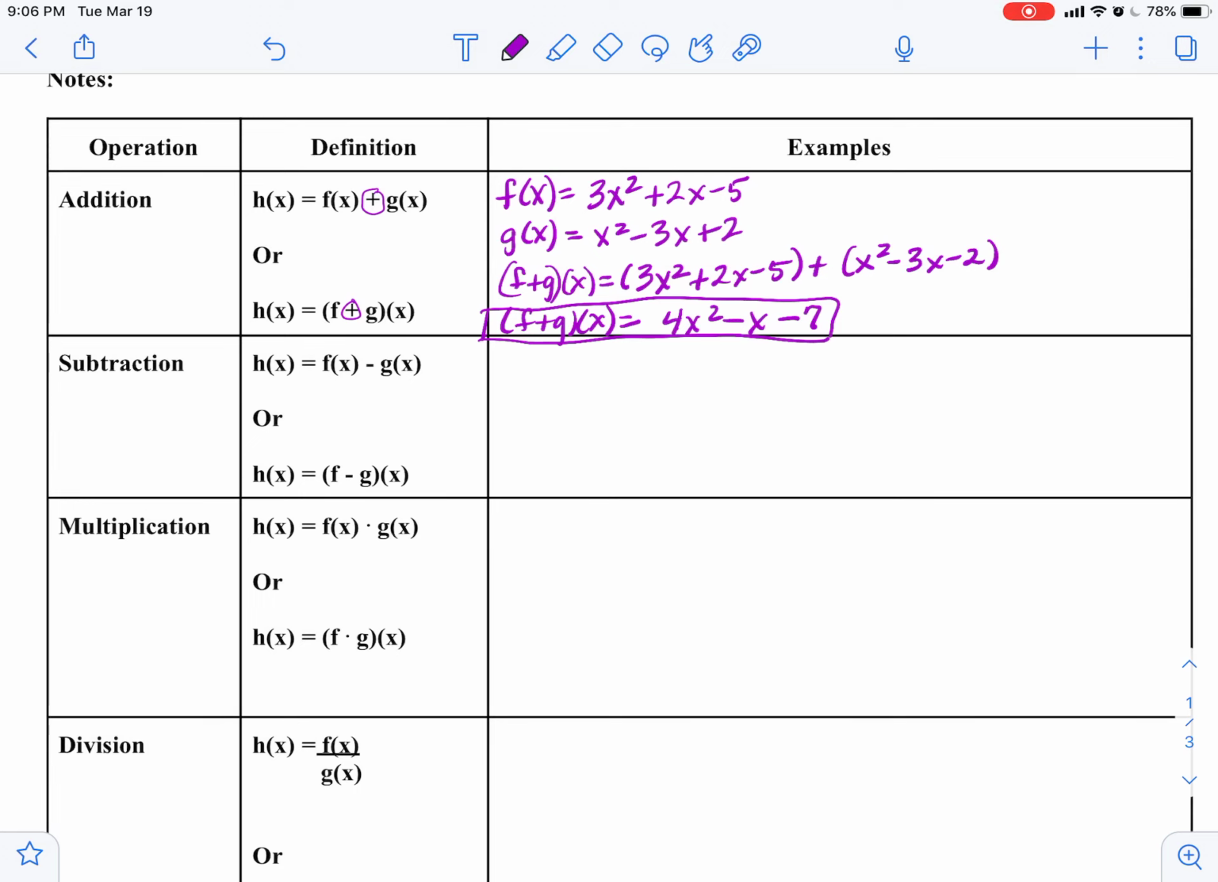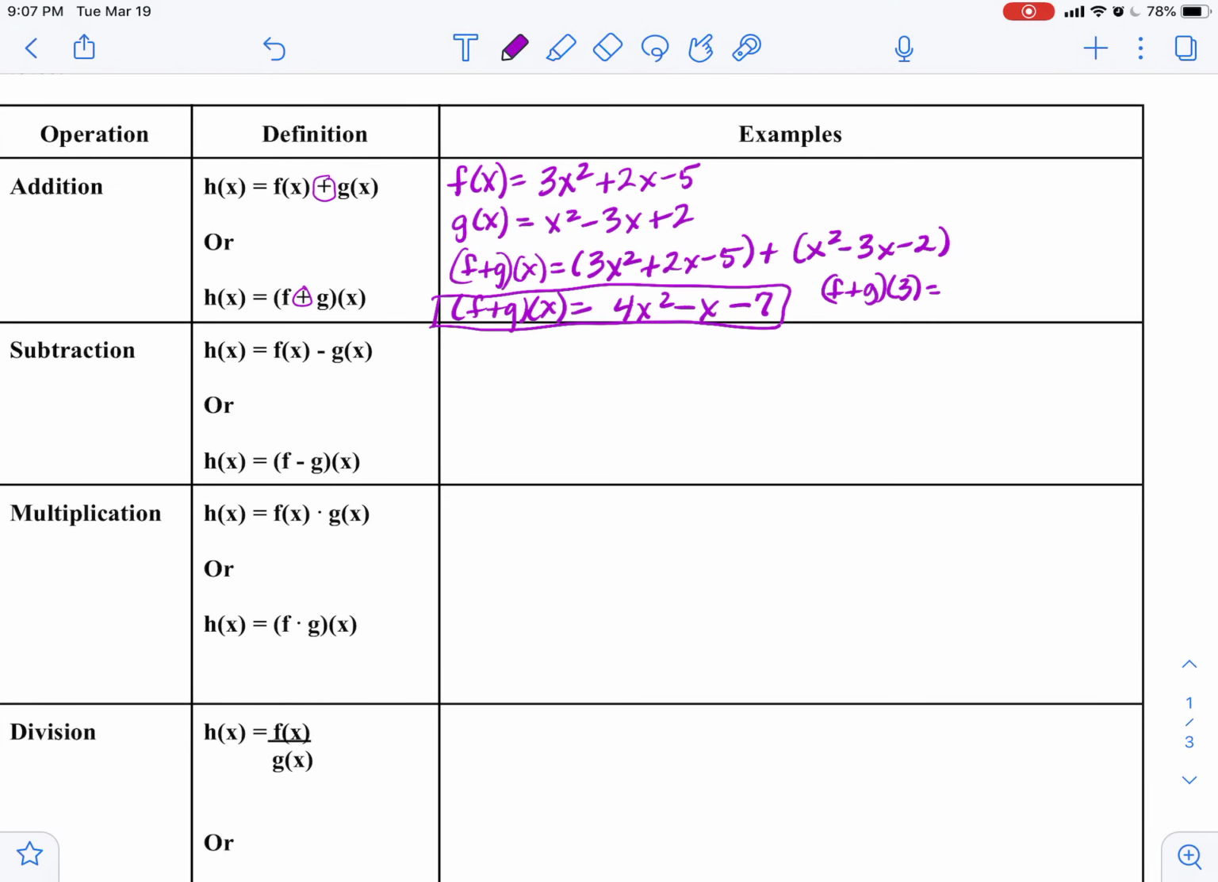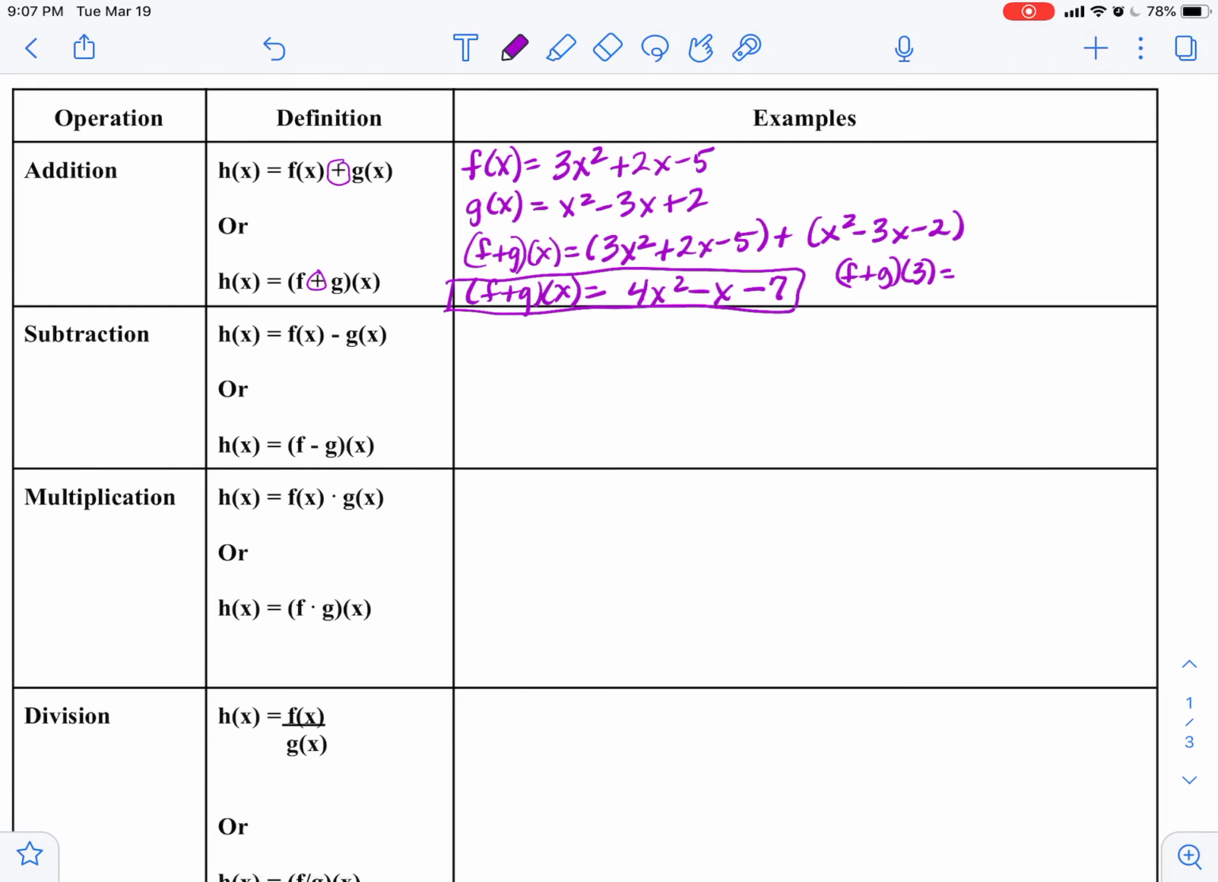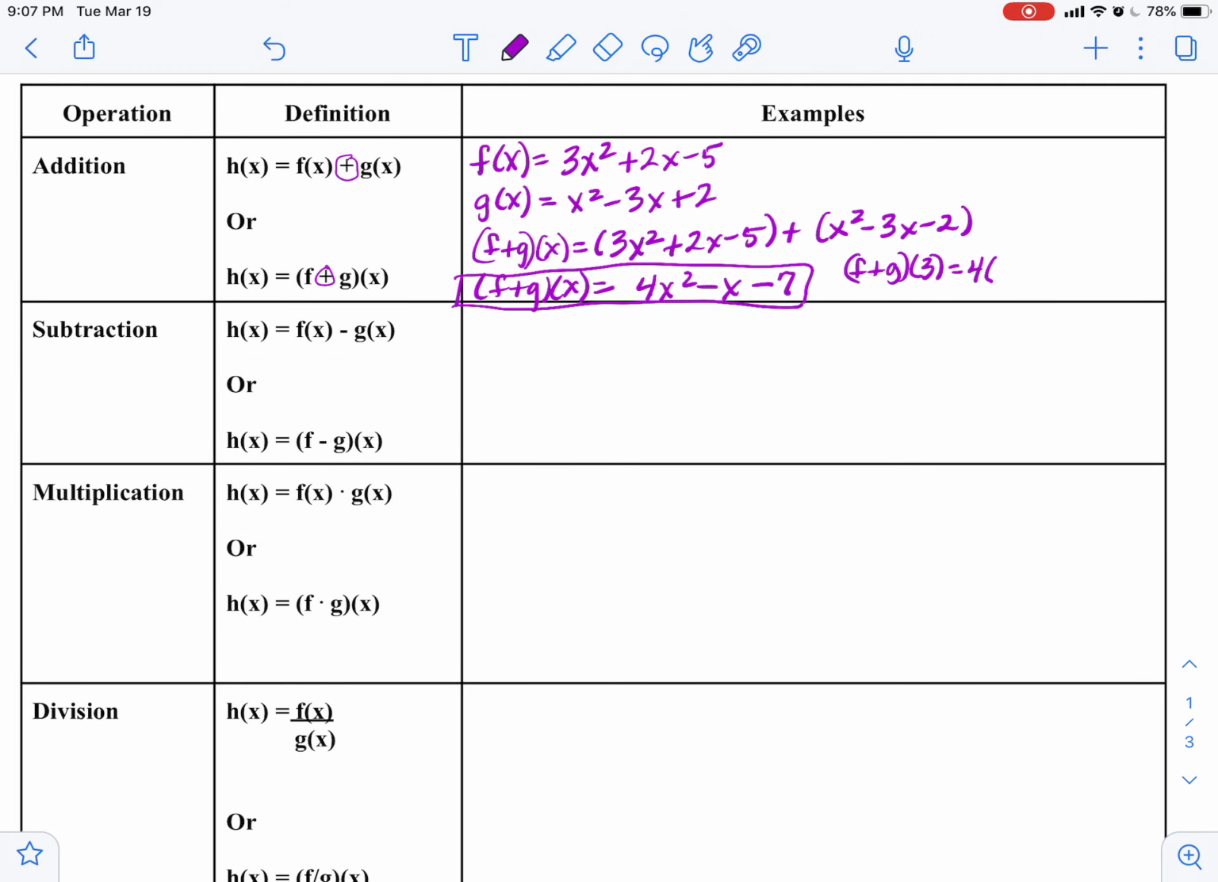Now, we will talk about the substitution piece, the synthetic substitution, in a little while. If they say, what is f plus g of 3, let's say, then what they're telling you is you're going to take that same equation and put a 3 for my x. Then we just have an order of operations, and you can simplify that. I'm not going to take the time to do it, but you can do that. Okay, our next one is a subtraction.